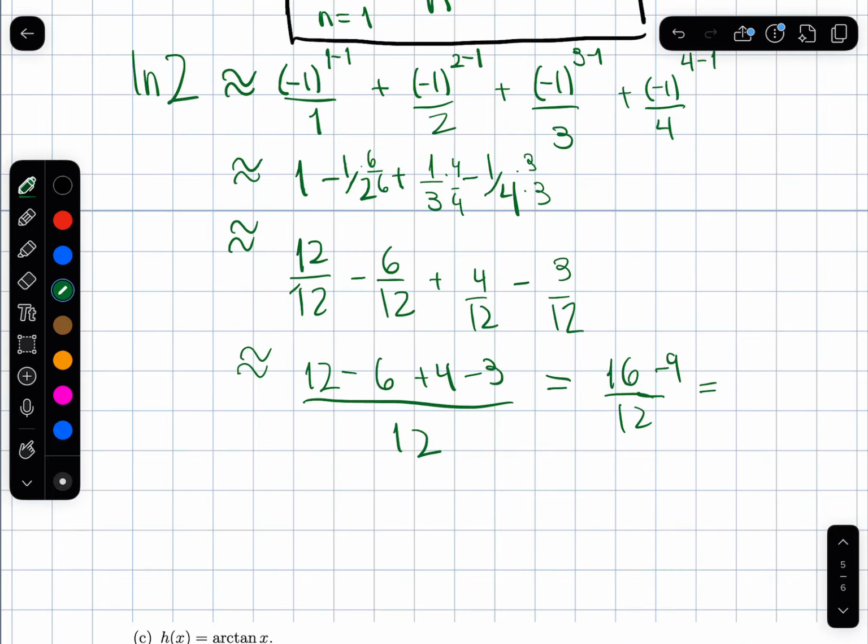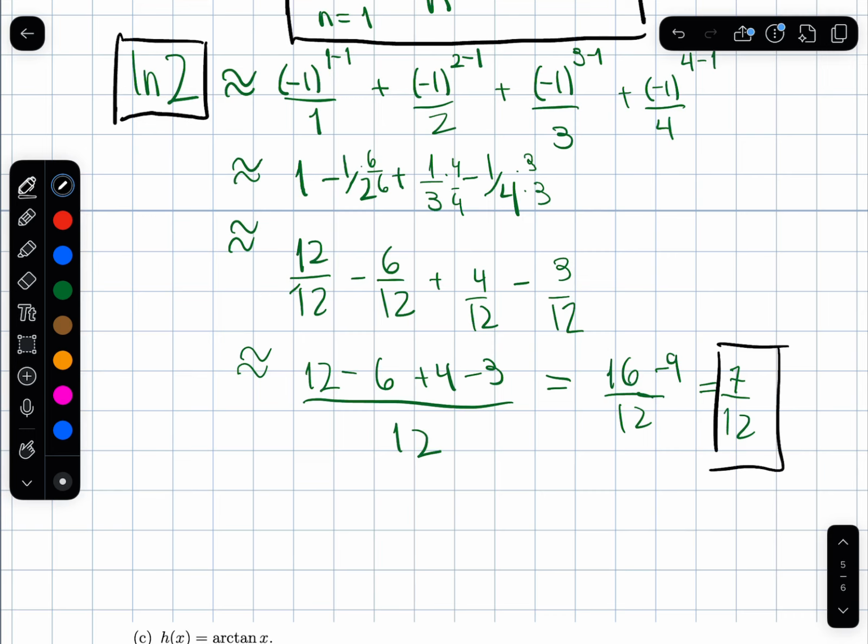Am I right about this? I think so. 7 over 12, I think. Seven over 12. And what we got was an approximation for the natural log of 2. So if I go on my calculator right now, let me go ahead and open it just to finish this point strong. I want this point to make sense to you.